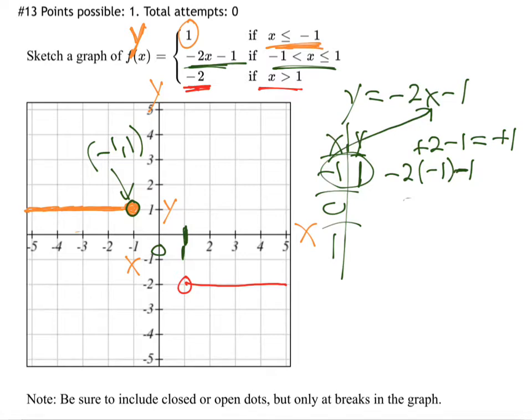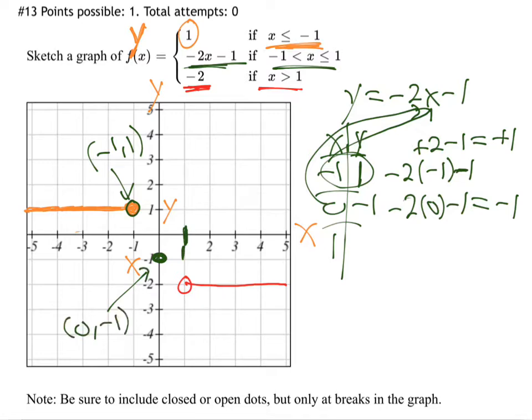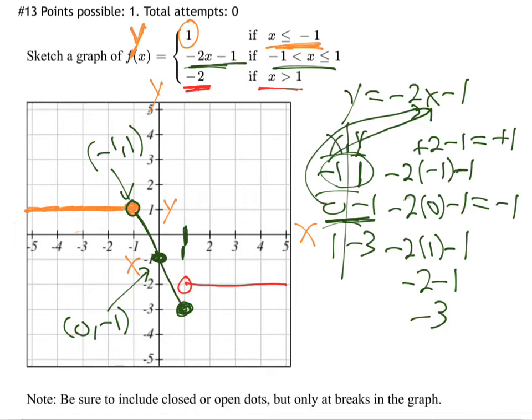Now plug in 0: minus 2 times 0, minus 1. What's that equal? That's 0 minus 1, so that's over 0 down 1. That's right here. These are connecting. Do you see this? And finally, plug in 1. Minus 2 times 1 minus 1, which is minus 2 minus 1, which is minus 3. Over 1 down 3. Did that come out right? Yeah, so that's here, all the way down to here. That's the point. So there's our graph.